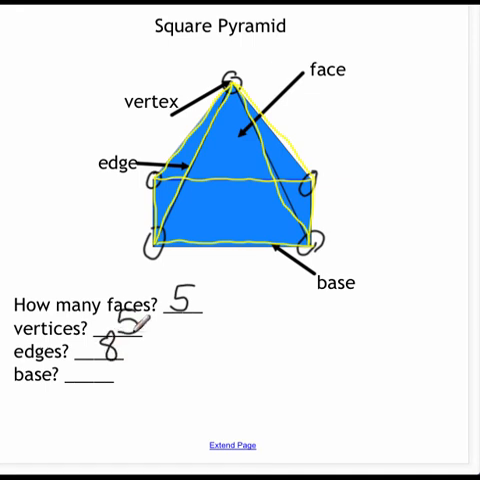Finally, let's think about the base. How many bases do you see? A base is what the shape sits on. It's the flat side. There's only one right down here at the bottom.